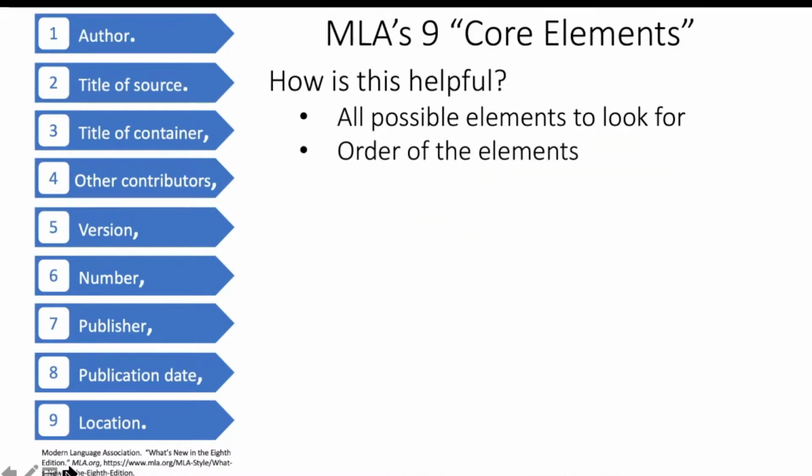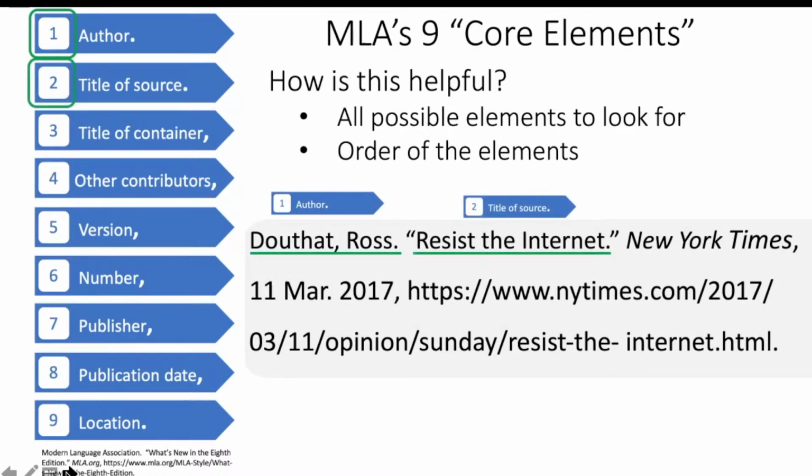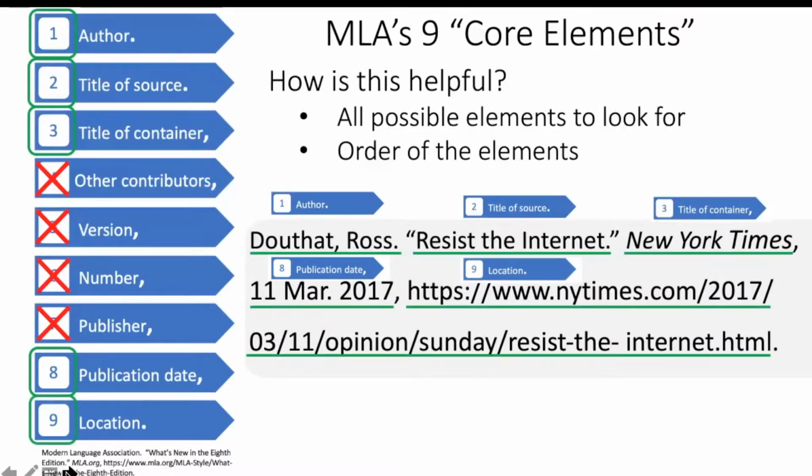Second, the 9 core elements list tells you the order in which your elements will go in your citation. Here's an example of a citation. First comes the author's name, then the title of the source, and then the title of the container. Normally, other contributors would come next, but this website didn't have any, so I just skipped that one. Likewise, this source doesn't have a version, a number, or a publisher, so I can also skip those core elements. Next comes the publication date, and then the location, which in this case is a URL.